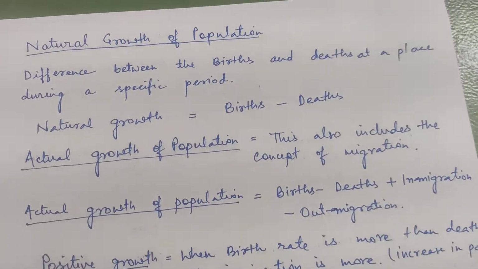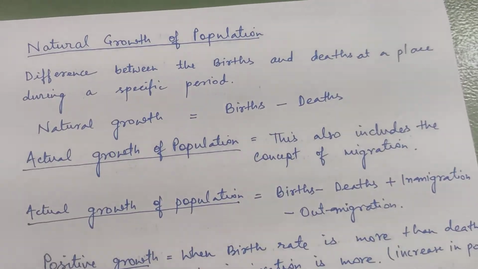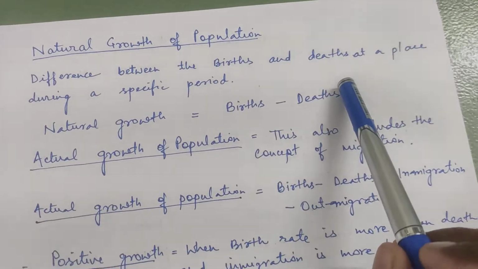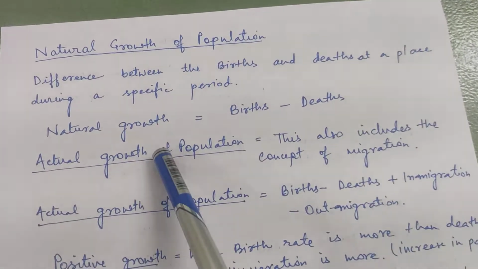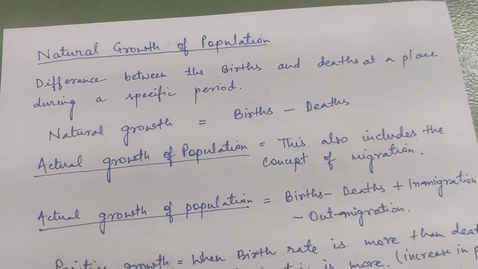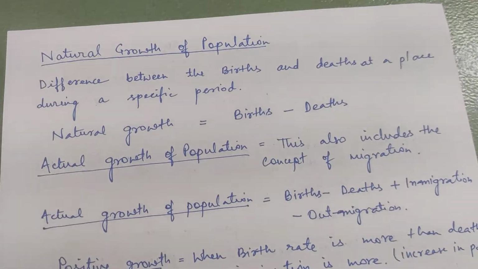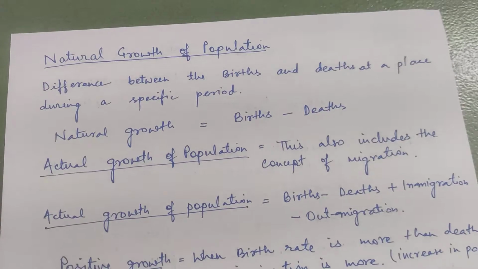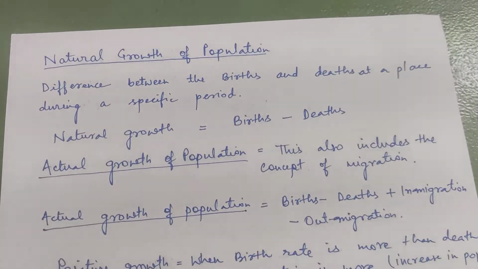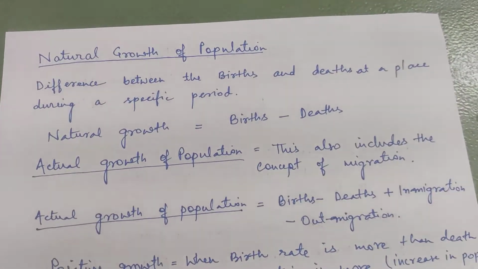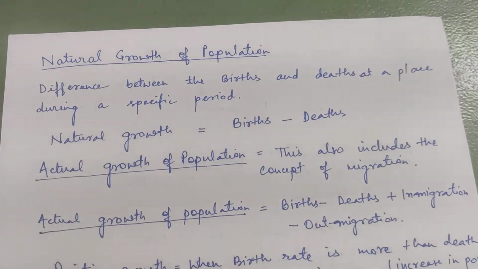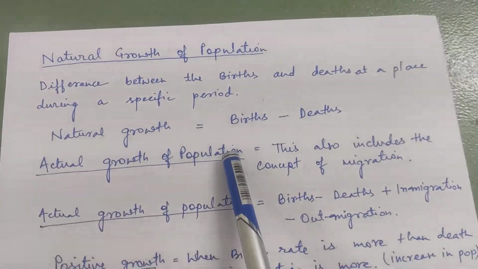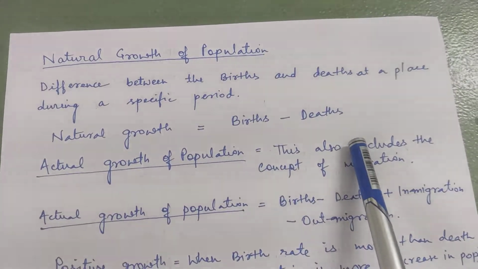Now we study natural growth of population. It is the difference between the births and deaths at a place during a specific period. Natural means not controlled by humans, spontaneous. Births and deaths are considered as natural growth components. So natural growth equals births minus deaths.